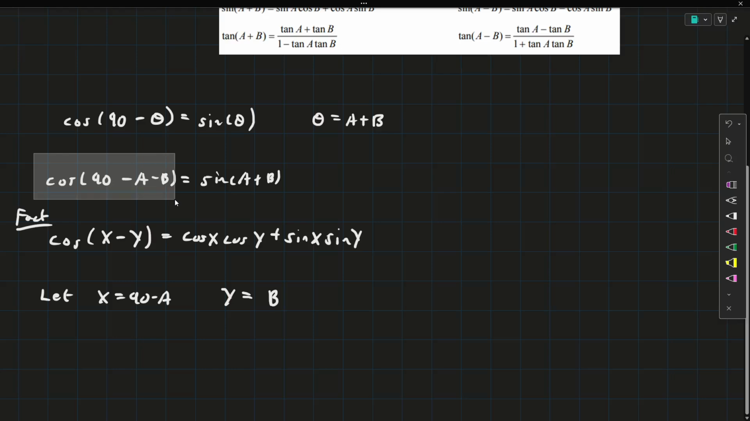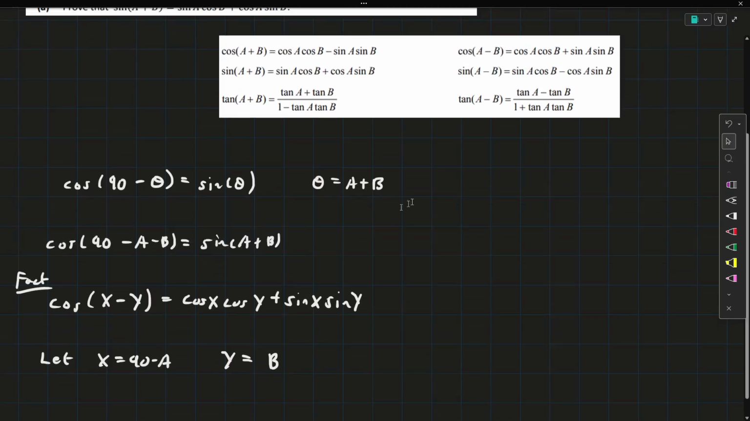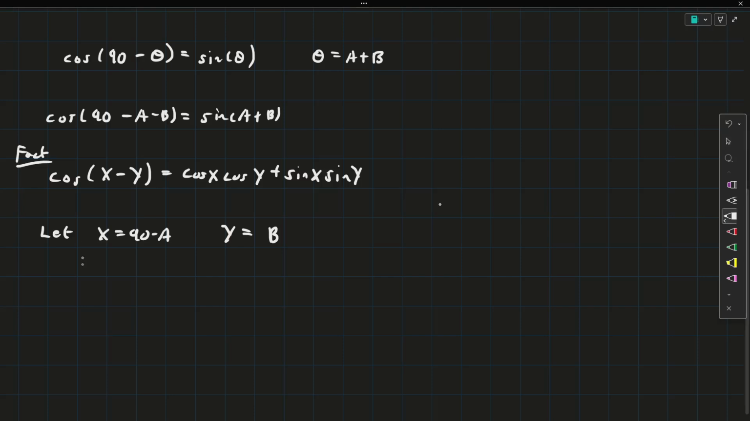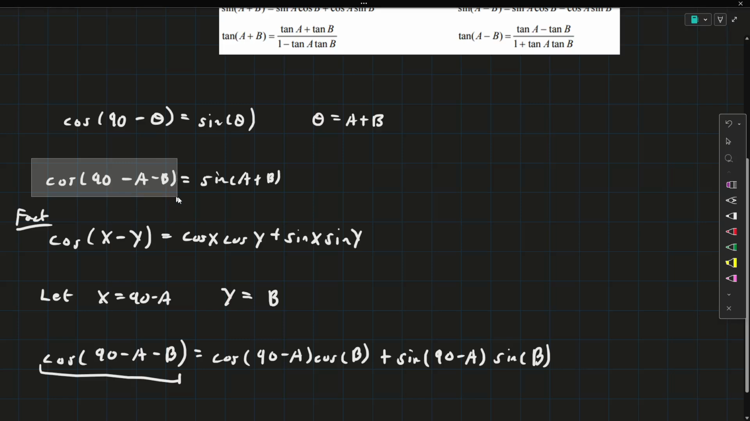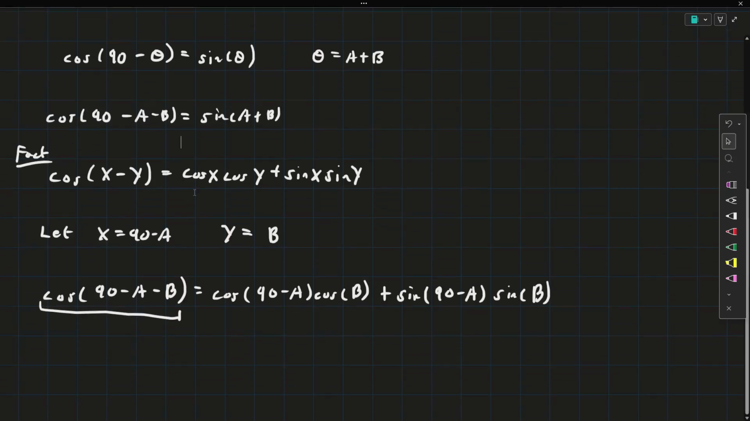And then we'll get cos of 90 minus a minus b, and we know that that's the same as sine of a plus b. Okay, so I'm going to fill into this. So we'll get cos of 90 minus a minus y, which is b, which will be equal to cos of x, which is 90 minus a, cos of y, which is b, plus sine of x, which is 90 minus a, times sine of y, which is b. So this part here, we said that that's the same as sine of a plus b. That's just because it's 90 minus a plus b. So this will end up being sine of a plus b.